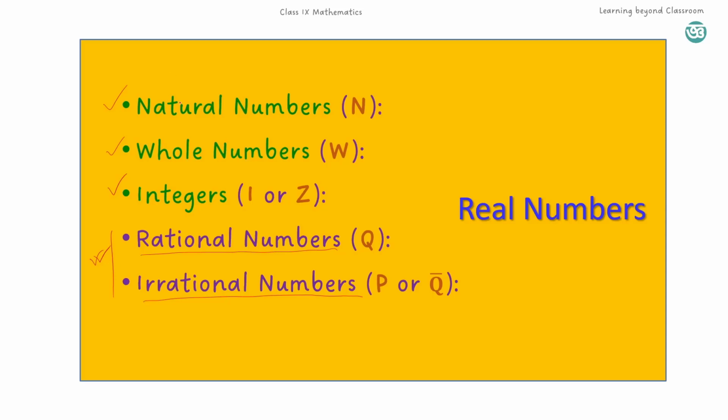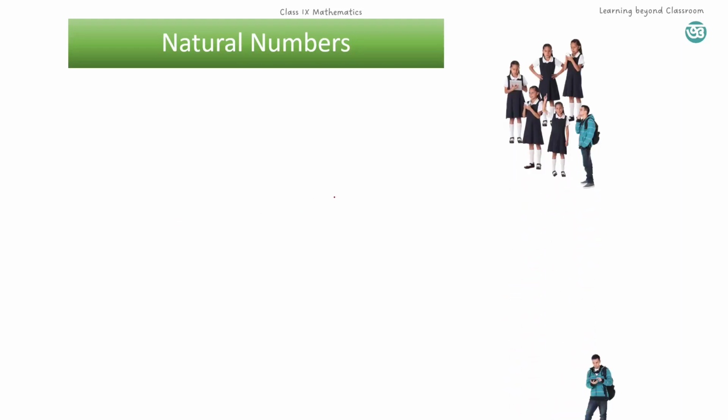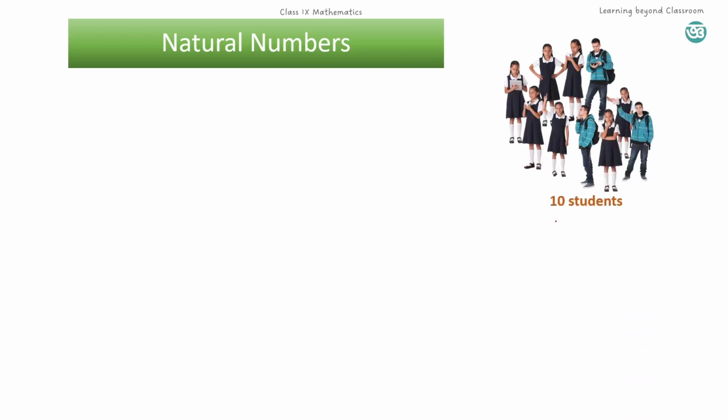Now let us have a quick recap on the natural numbers, whole numbers, and integers. Natural numbers. In our day-to-day life, we deal with different types of numbers to express something in quantity or to measure something. Suppose we have to know the number of students in a classroom. Naturally, what we do is start our counting from 1 onwards, and finally we arrive at the required number, say 10 students in the classroom.